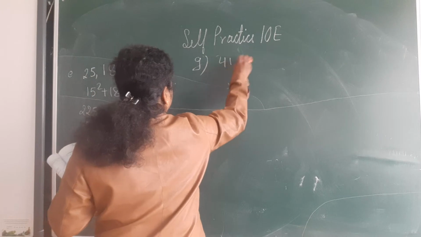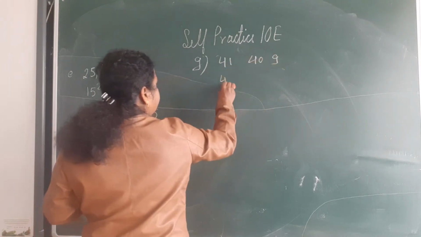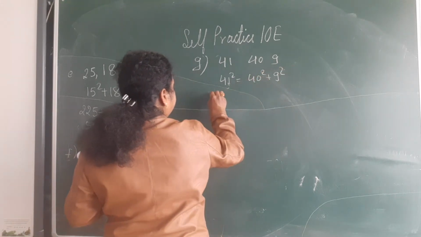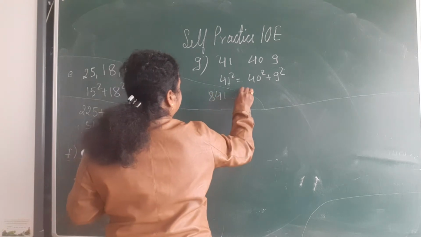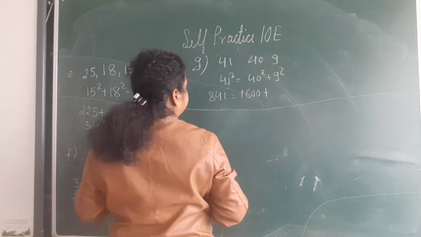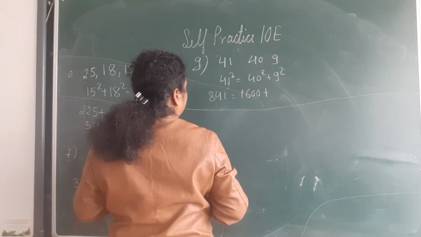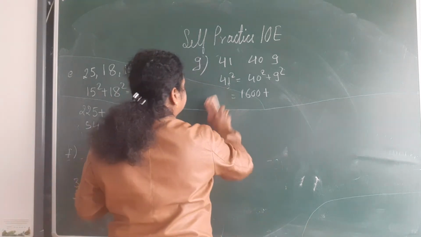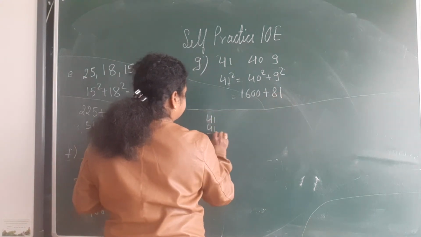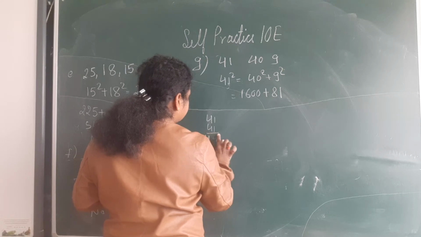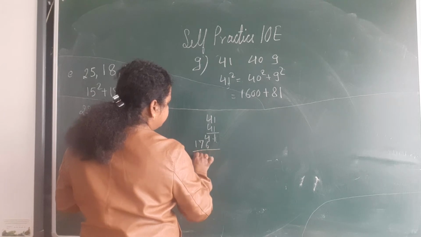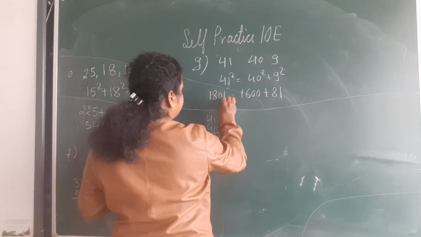Now see the G part. 41, 40 and 9. 41 square is equal to 40 square plus 9 square. 41 square means 1681, is equal to 1600 plus 81, which is 1681.